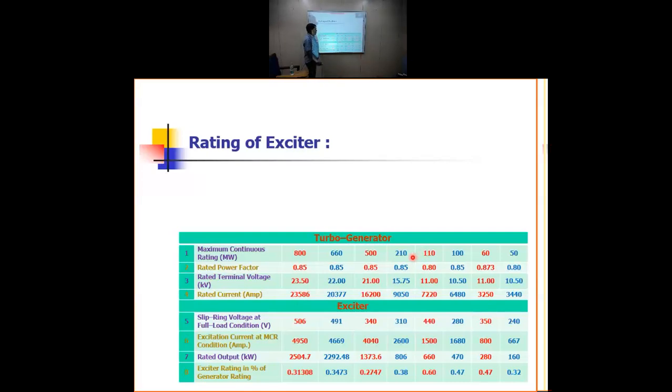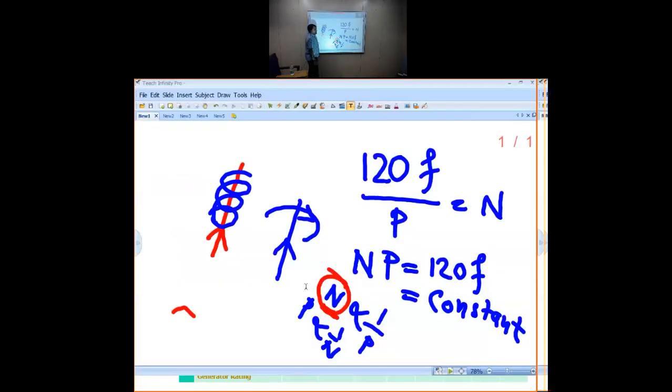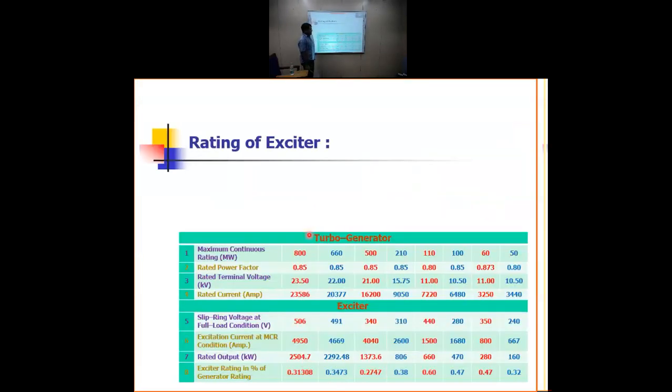Now, for 800 megawatt generator, to create this much voltage and this much current, what is the requirement in the field structure? In the field structure, the voltage is 506 volt and the current is 4950 ampere. In case of 660 megawatt generator, to create this much voltage and this much current, the voltage in the exciter is 491 volt, current is 4669 ampere. Similarly, for 500 megawatt generator, this is the voltage, this is the current.